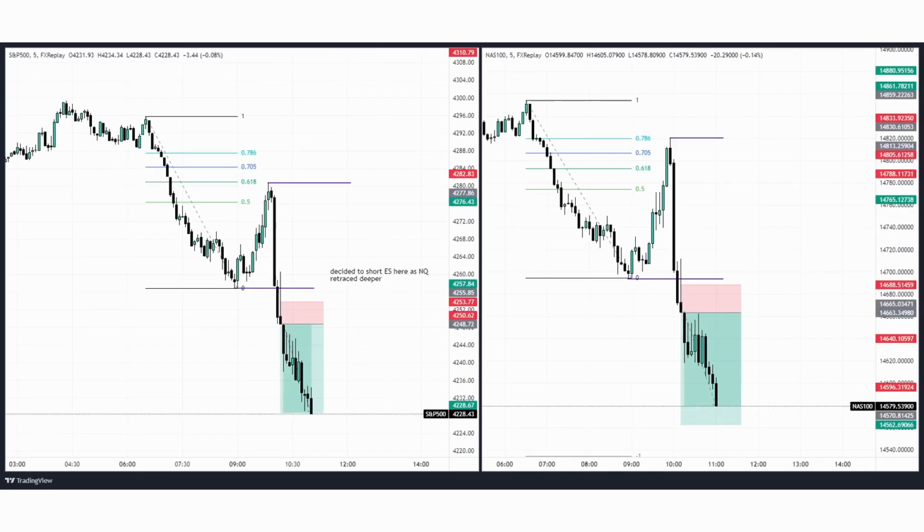Same thing here, where NQ retraced more deeply than ES did, broke the low of the range from 6 to 10 a.m. here. We wait for a retracement. This counts as a retracement because it took out the previous candle high, closed below it, so you just sell stop right there, and a quick drop.